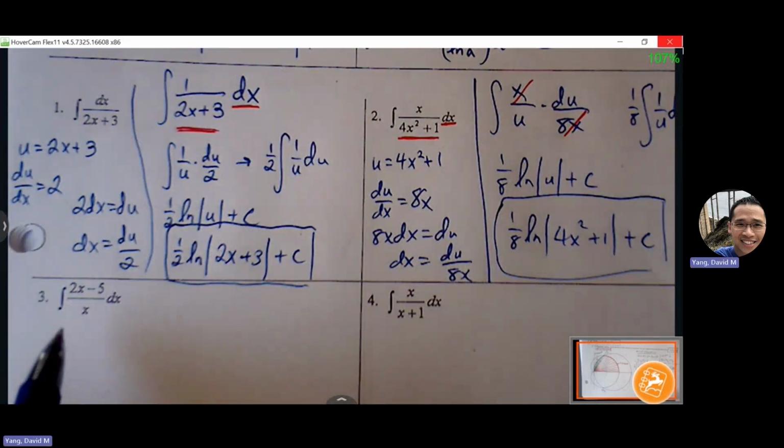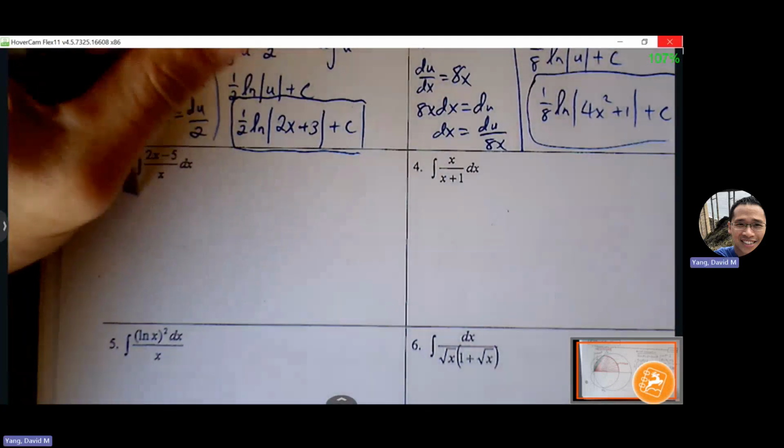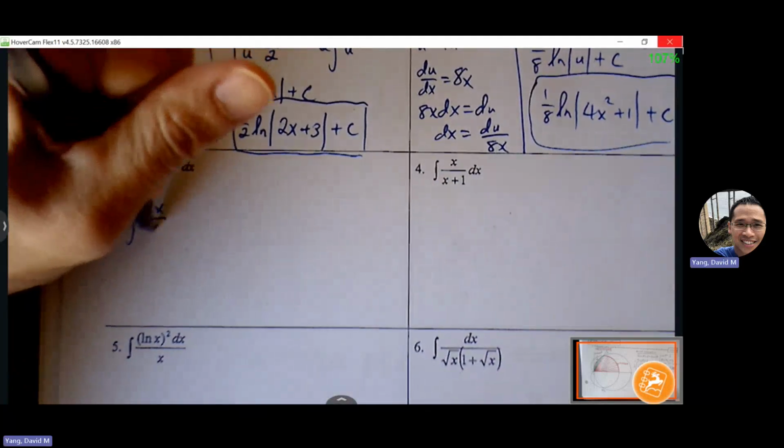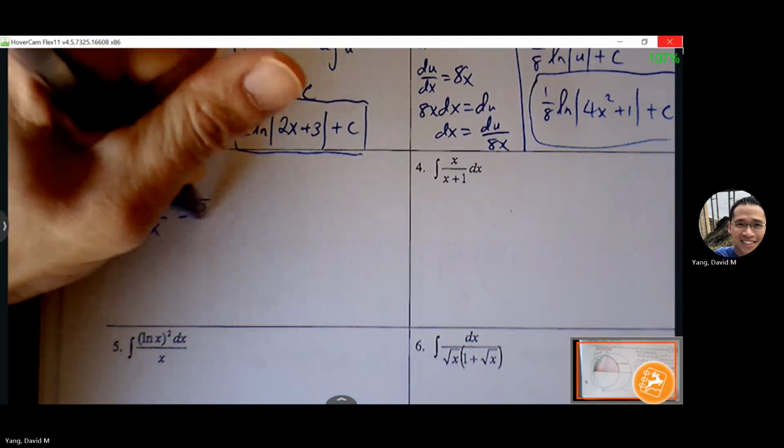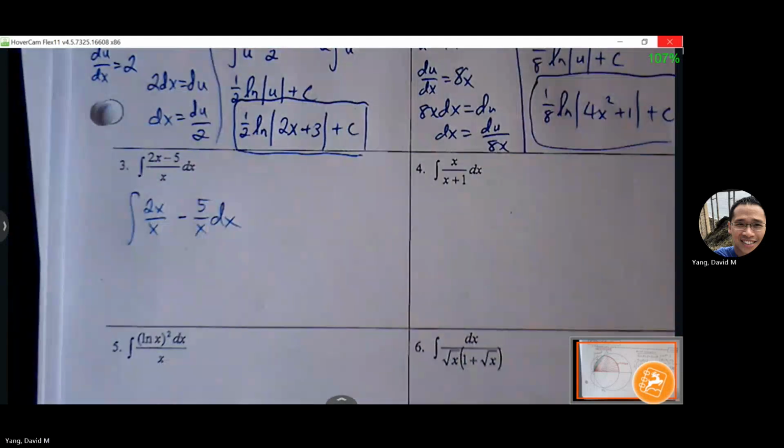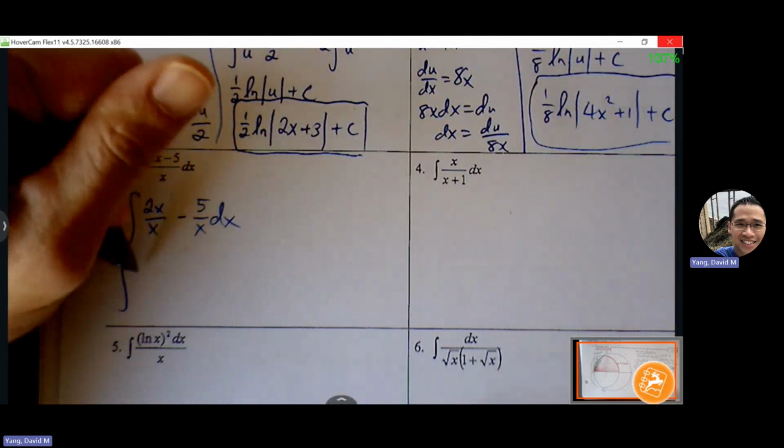Okay, number 3, can I expand this one? Yes, because the denominator only has one term, right? So let's just go ahead and split it up into 2 problems and then see where that takes us. We couldn't do that with the previous ones because it had multiple terms in the denominator. Okay, so we can just clean up as best as we can.